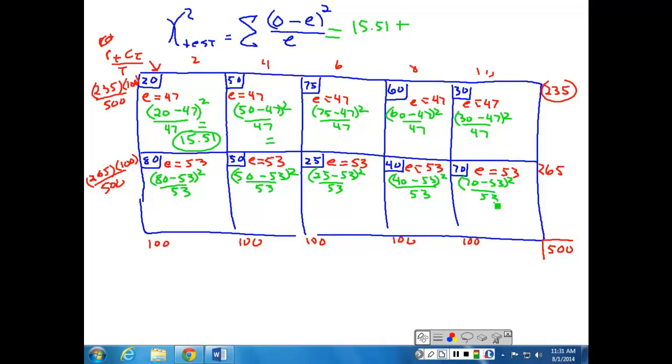Did anybody calculate this one and this one? I believe that's also going to be 15.51 because that's 27. Yeah, that's not quite true. What is it? 15.51? Did you divide by 53? Okay, divide by 53. 13.75. Okay.